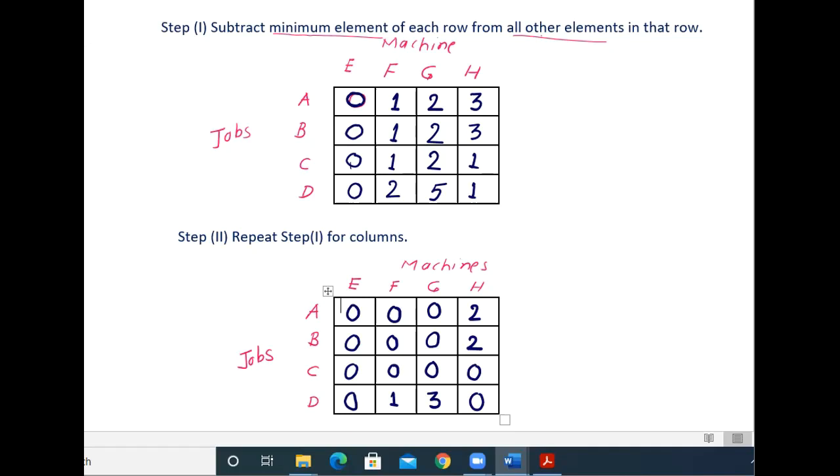Now, we have performed step number 1, that is subtract minimum element of each row from all other elements in that row, and we have applied step number 2, repeat step 1 for columns. Now step number 3, cover all zeros with minimum number of horizontal and vertical lines. So we have to cover all zeros. Now what happened?